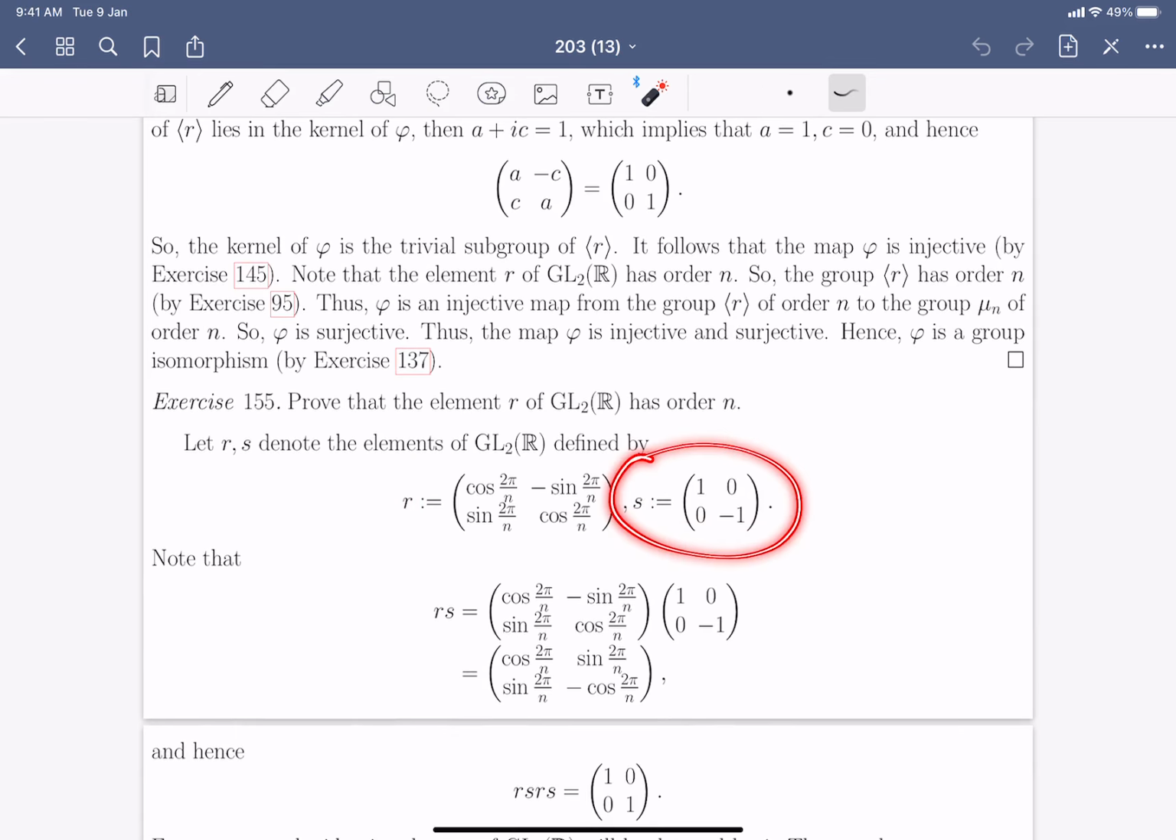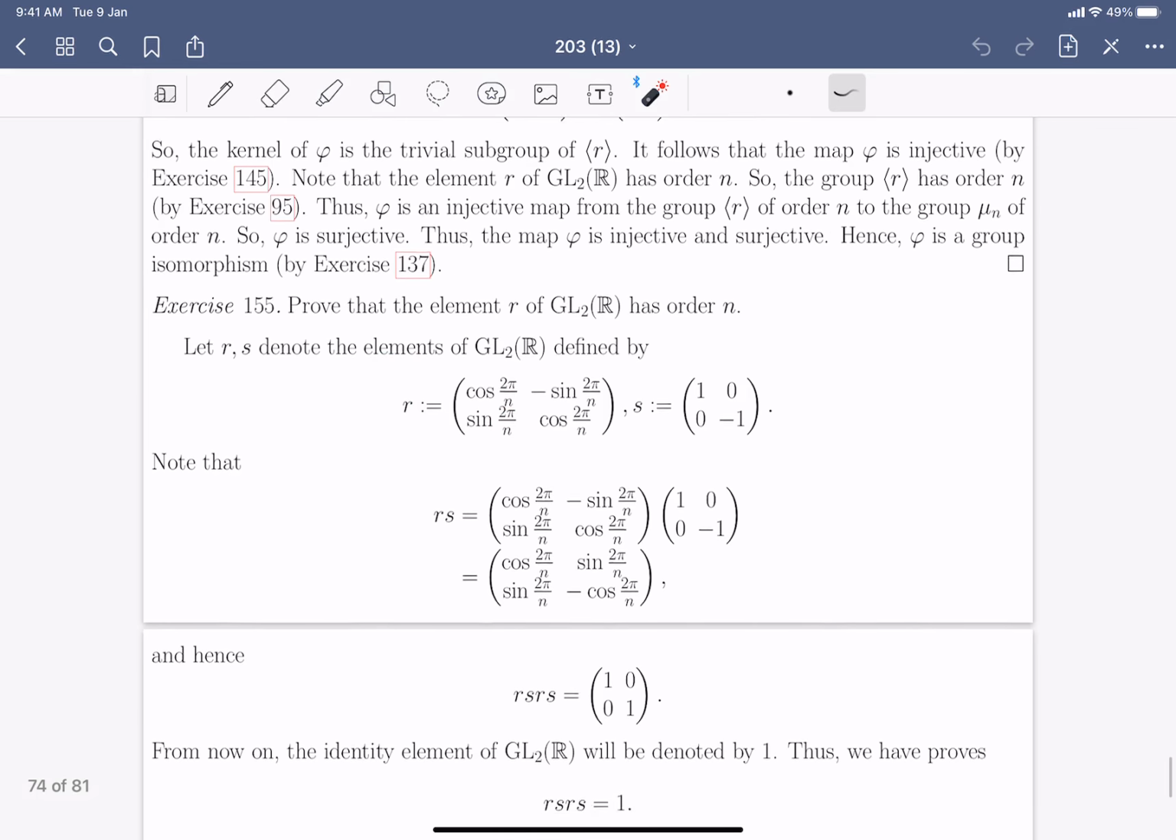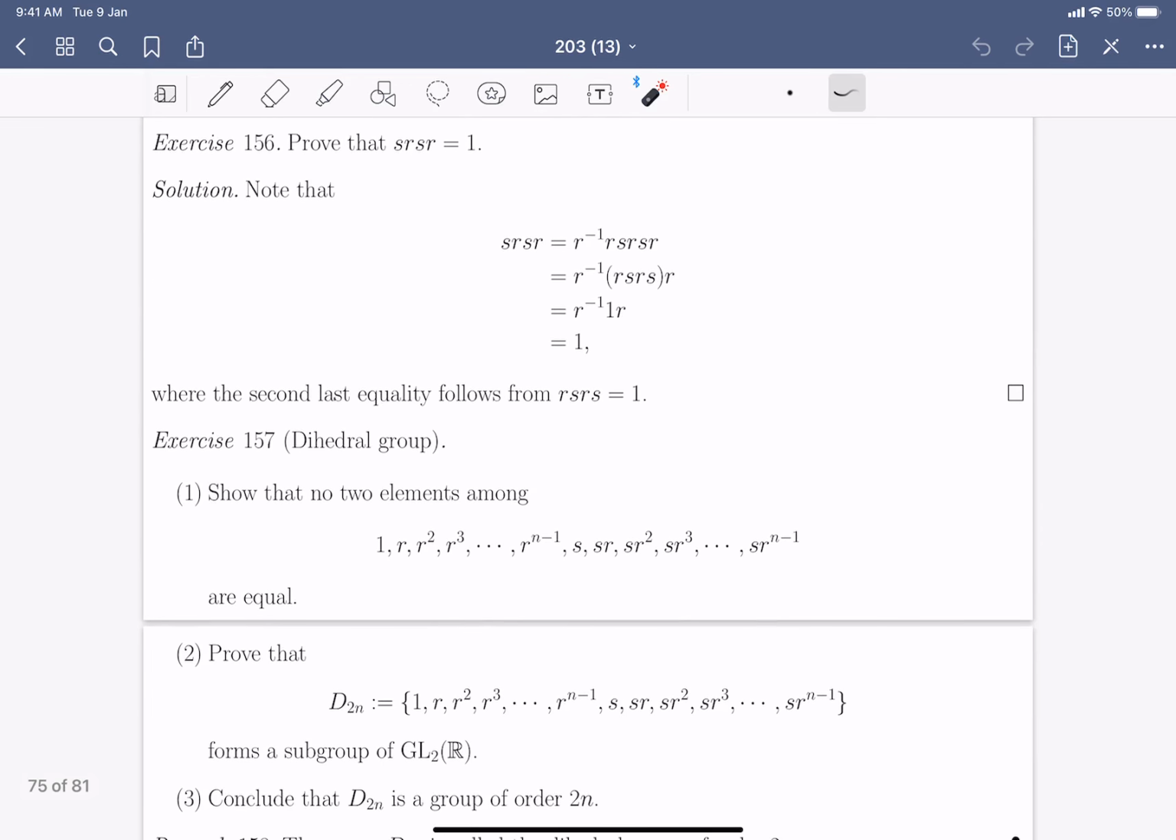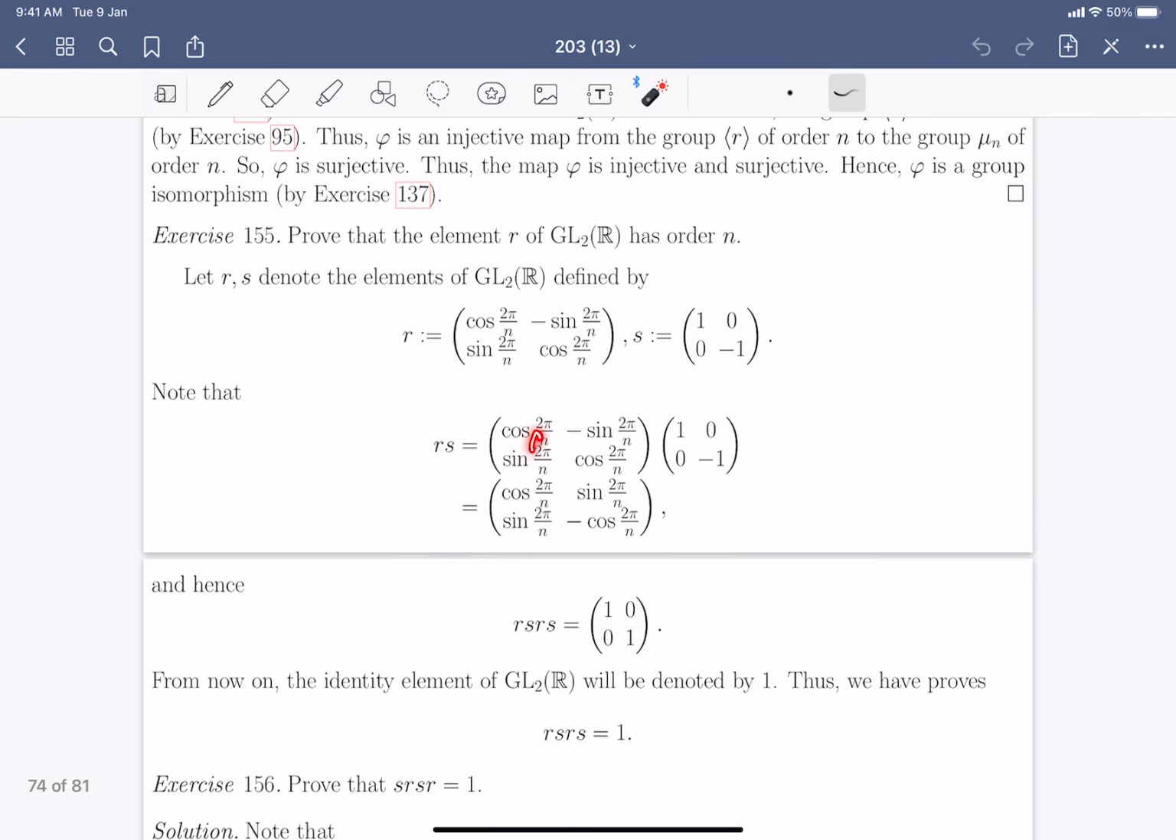For s there is no room for confusion, at least the way we have introduced s. For r there is room for confusion, because if we just write r, you do not know what n is. It could be 10 or 20, or some other integer. Please be careful about it. But whenever you are dealing with the dihedral group D2n, it is understood that r is this rotation, cos 2 pi over n and so on.